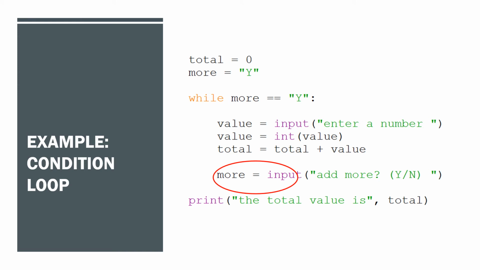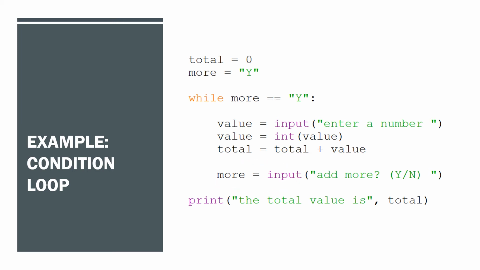And inside the loop, we're giving the user the chance to alter the value of the variable more. And that means each time round the loop, we ask them if they want to add more numbers to the total. As long as they keep typing Y, then the loop will repeat.